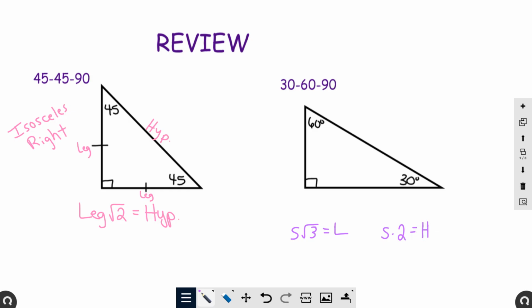And how do we know which one is the short leg? Which one's the long leg? And which one's the hypotenuse?